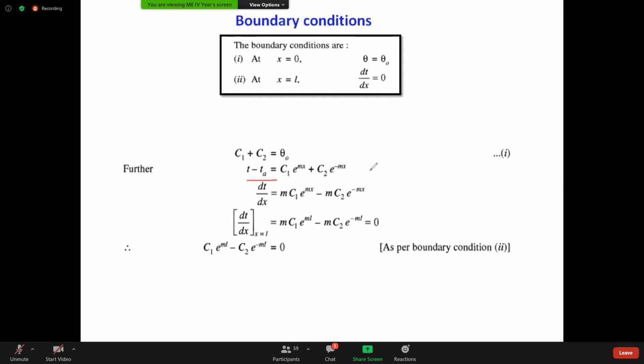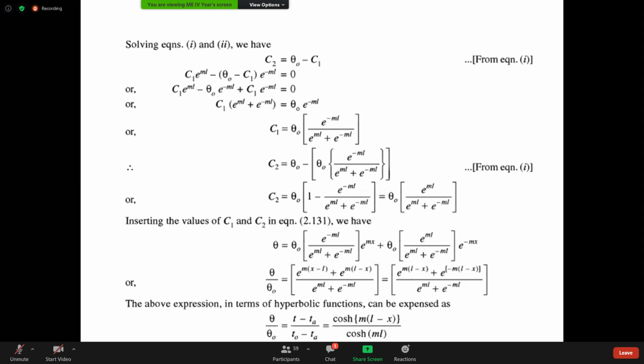In this equation I have to substitute. That means it is theta. Right. So this is the equation. If I substitute, again simplification. After substituting, you have to go for the simplification.